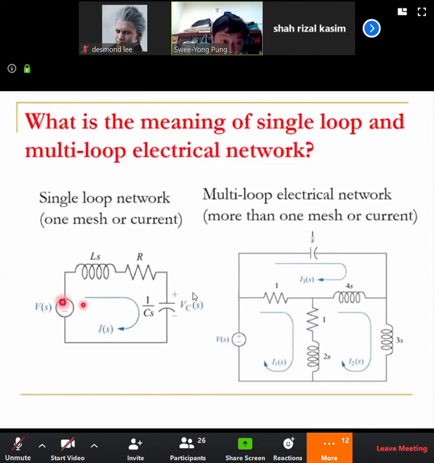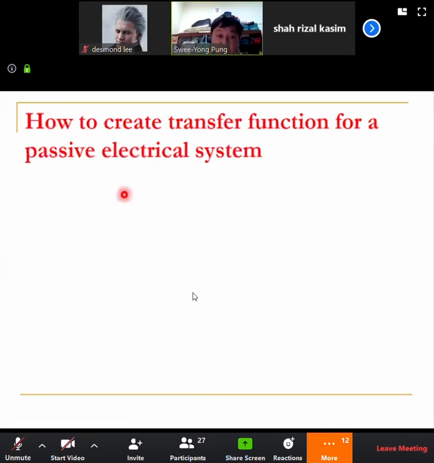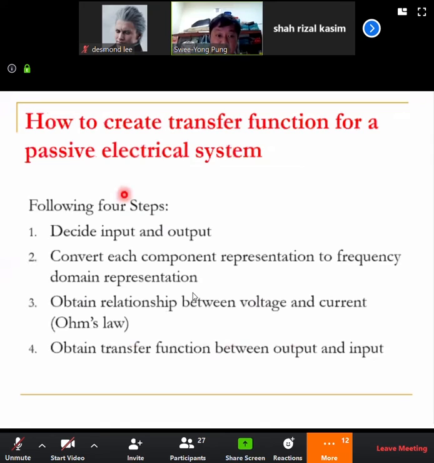Let's look at the first one here, how we can use the Laplace transform to solve this problem, right? There are 4 steps actually. The first one is to decide the input and output. The second step is to convert each component from the time domain to the frequency domain. And the third step is to get the relationship between voltage and current using Ohm's law. And the fourth is to get the transfer function between the output and input. All right, I'm going to go through all these steps one by one.